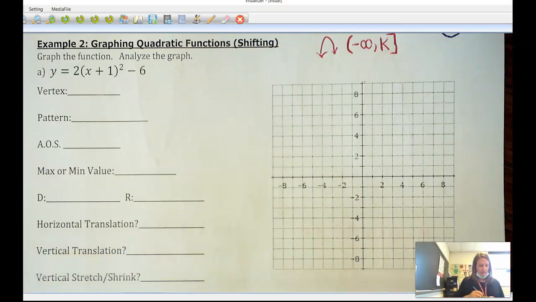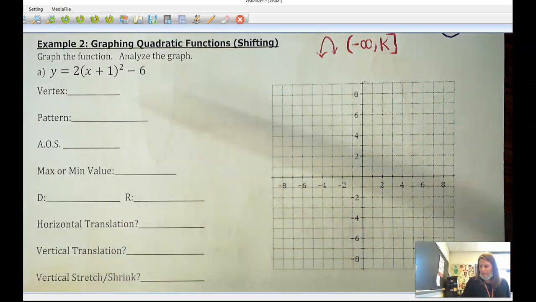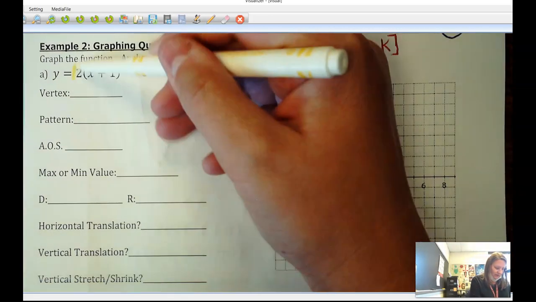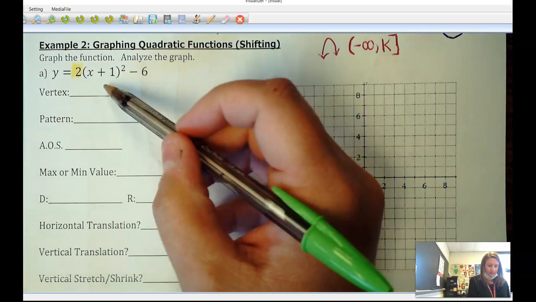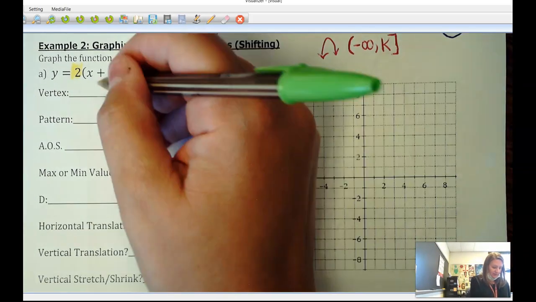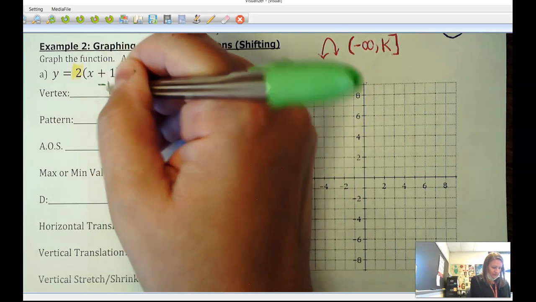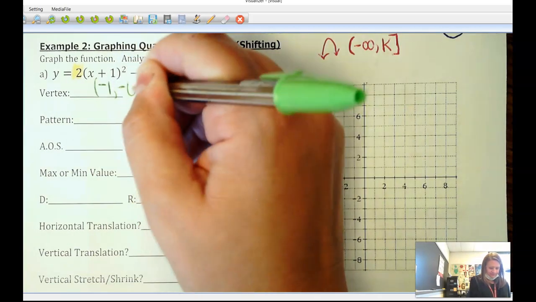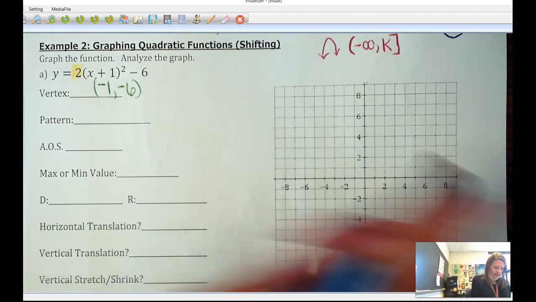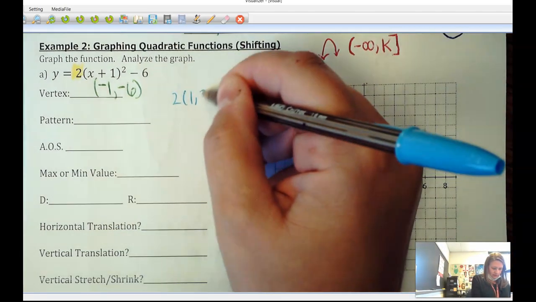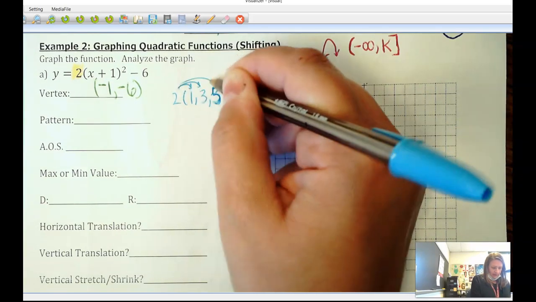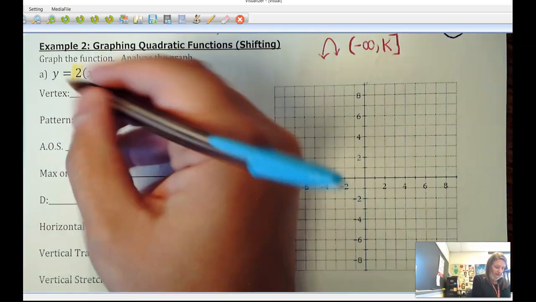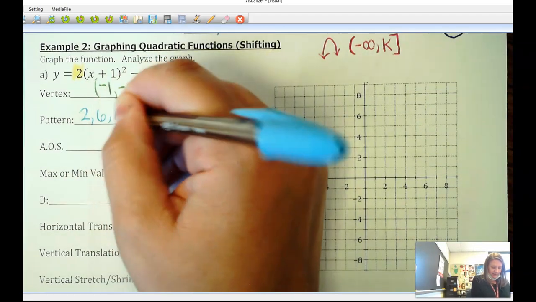Okay, so in example 2, we are going to graph and analyze the graph of a quadratic. So out in front here, our a value is 2, and that's going to affect our graphing pattern, but before we get to that, I'm going to identify the vertex. So opposite, this will be -1, copy, -6. The pattern, remember I just mentioned, is affected by the 2, so I'm going to take that 1, 3, 5 pattern and multiply it by 2. That's going to result in a pattern of 2, 6, 10.